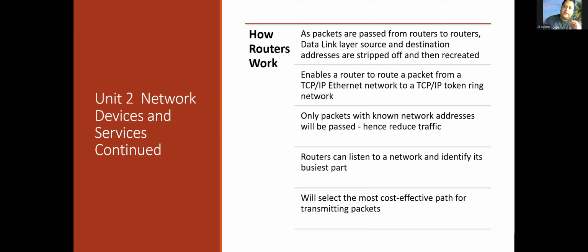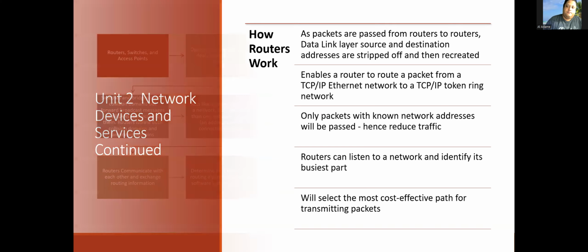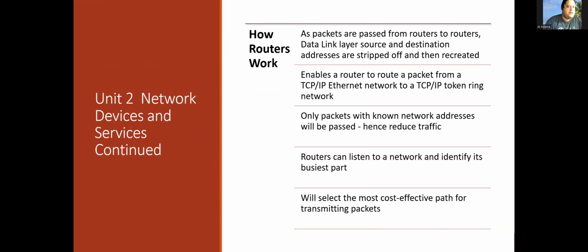Routers can listen to a network and identify its busiest part. They'll select the most cost-effective path. Let's talk about pathing for transmitting packets. Oops, meant to go forward and went backwards, guys. Sorry about that.